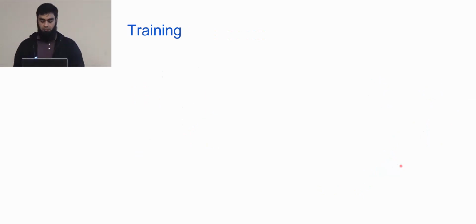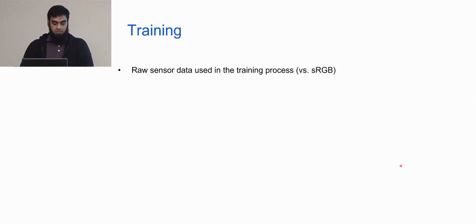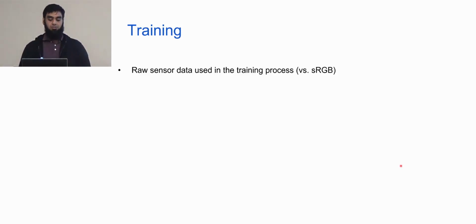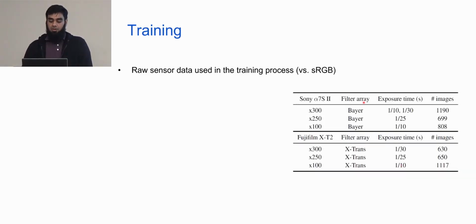So now I believe we can talk about the training process and how it was used. The raw sensor data is used in the training process versus sRGB. We've talked about that. Our RGB images are not used in this paper. They are at a point, but they're not giving the optimal results. So our data set was basically collected like that.